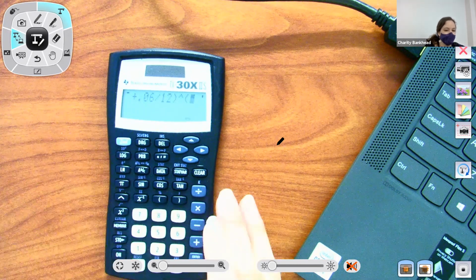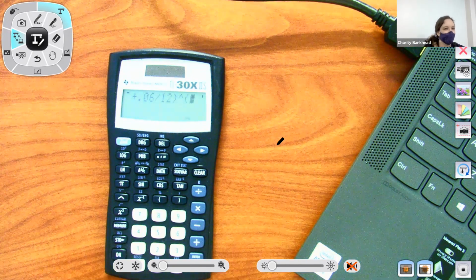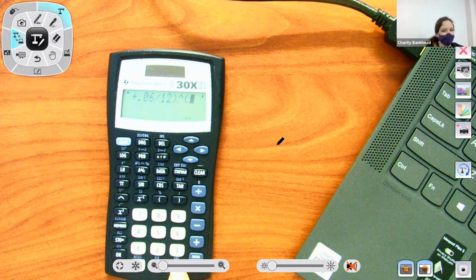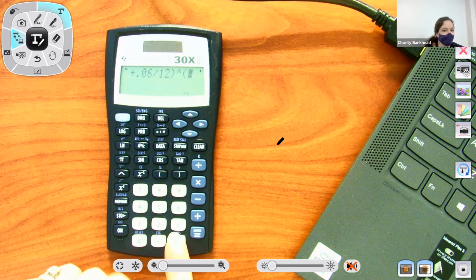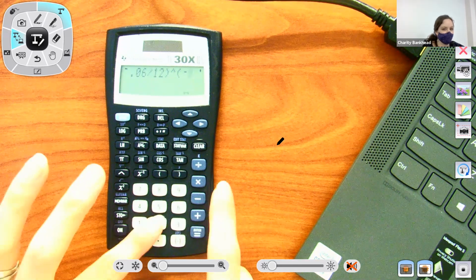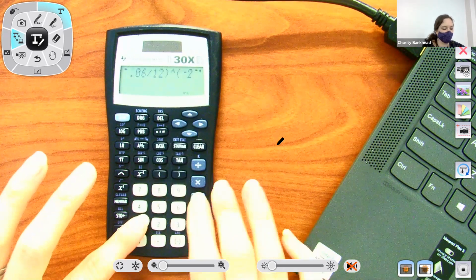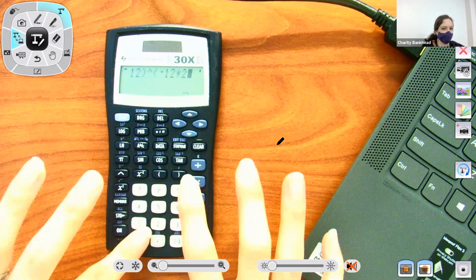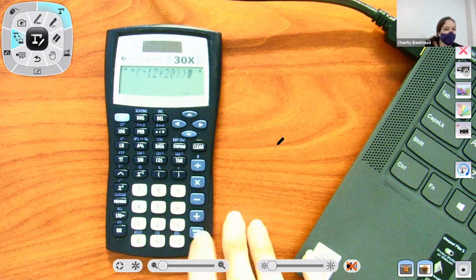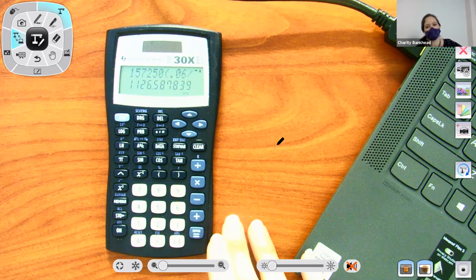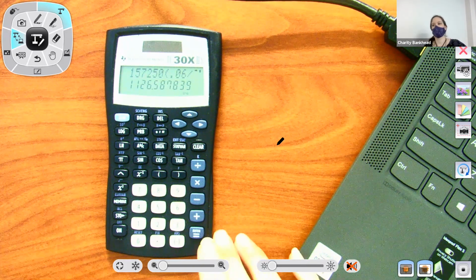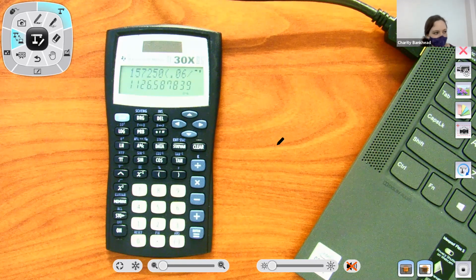Okay, so in this formula, it has to the power of negative nt. So make sure that you use the negative sign button down here for that and not a subtraction button. Okay, so I got $1,126.59. Is that what you guys got? Cool.